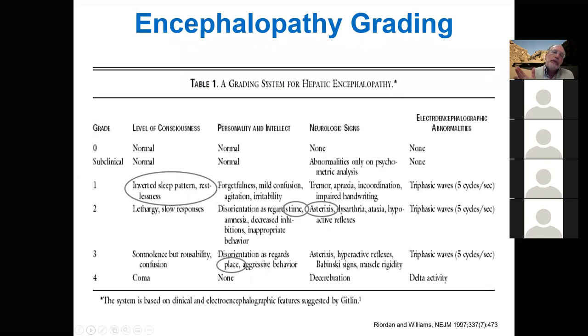Encephalopathy grading, how do you do that? Well, you check asterixis, sleep pattern, memory, handwriting, speech pattern. Are they aggressive, are they irritable? You can do muscle rigidity, do reflex testing. We really don't do EEGs in most of these patients. You could just do a good physical. Yeah. Treat the patient, not the ammonia. Just stop checking ammonia testing and your life will become much easier.